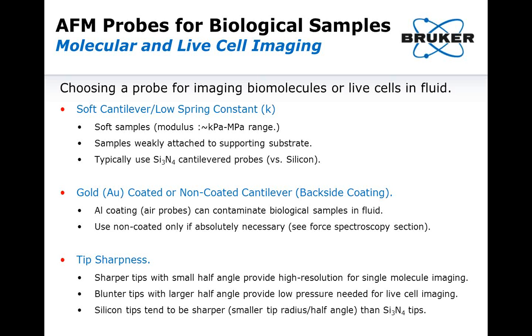Lastly, for tip sharpness, we now need to be concerned with probes being too sharp. Sharp probes are excellent for high resolution to single molecule imaging, but may damage live cells. For live cell imaging, a blunted probe may be more preferable.